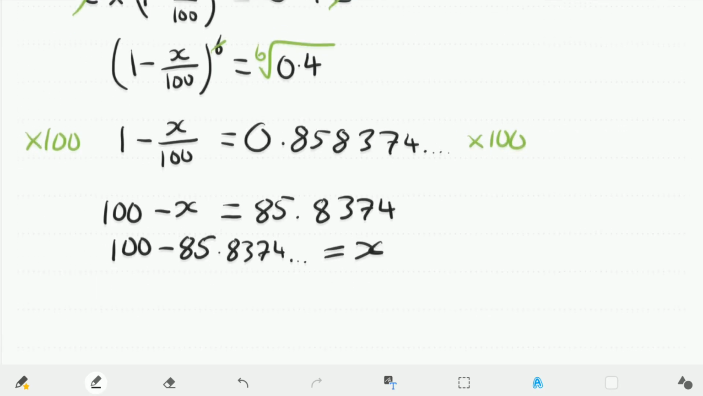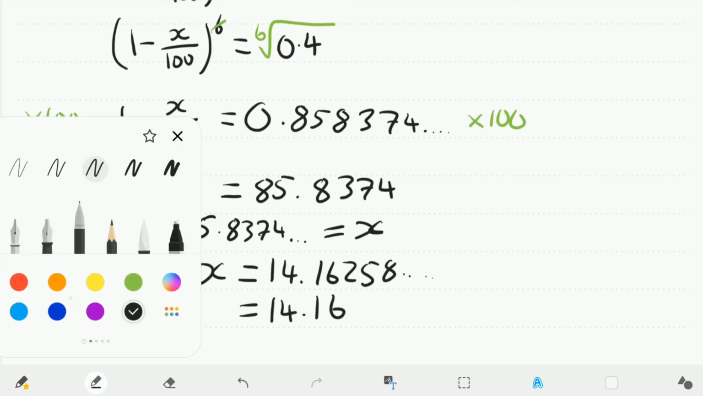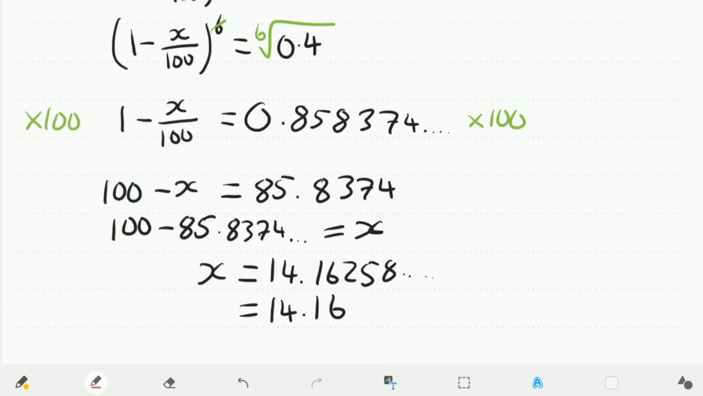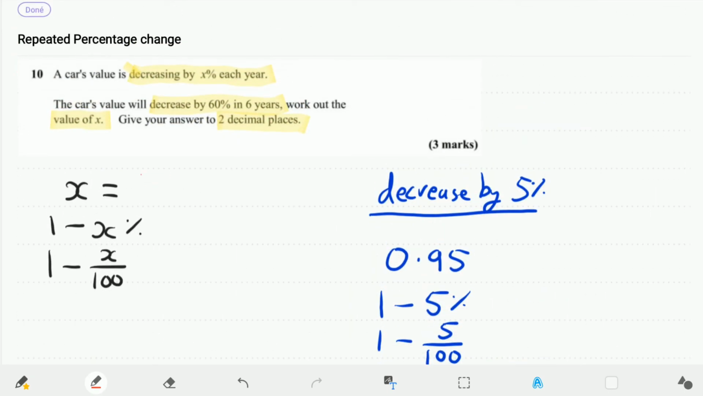Now if you were to do this calculation, you'll find out that X is equal to 14.16258. And because we're doing it to 2 decimal places, we would write it as 14.16. And now, like I said before, we now have something written as X equals, and that's what we were trying to find out. We were trying to find out the value of X. So what I will write down here is 14.16 to 2 decimal places, like the question asked, and we have answered the question.